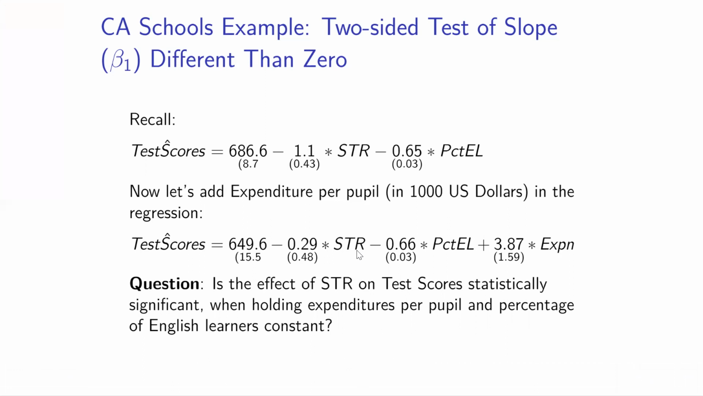From this example, we see that the effect of STR on test scores is not stable with the inclusion of additional variables into the regression. In other words, we haven't established a causal effect of STR on the test scores yet.